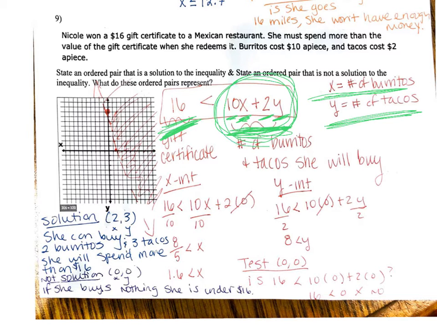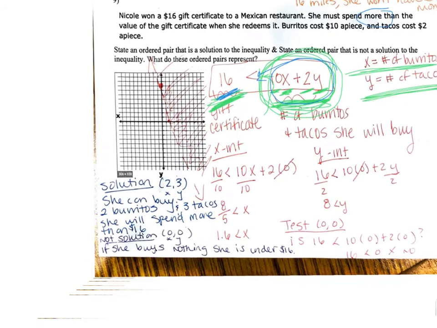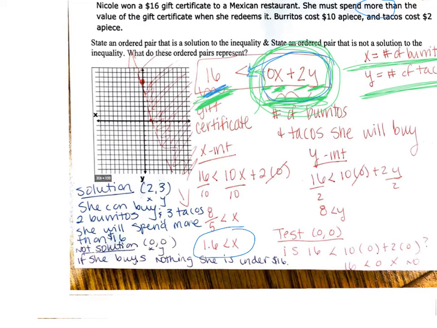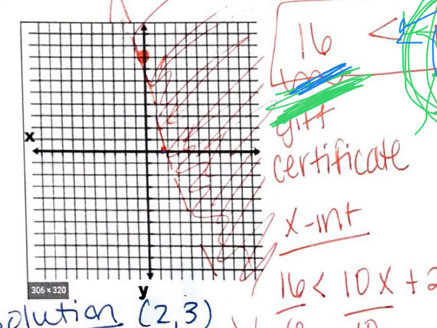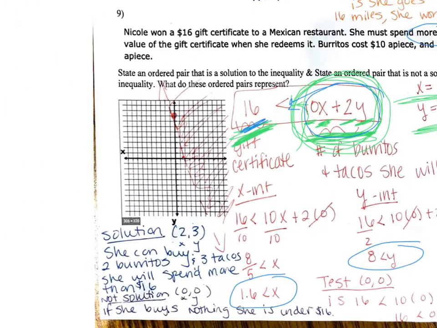So what I'm circling right now is what I'm going to buy, and I head into the big side. What I'm going to buy is bigger than 16. So I'm going to buy in blue. I head towards the big side. It's bigger than 16. It's not or equal to, because you must spend more, it says, than the value of the gift card. So I found my intercepts. I found 1.6 and 8. So on the x-axis, I did a dot between 1 and 2. On the y-axis, a dot on 8. I drew a dotted line.